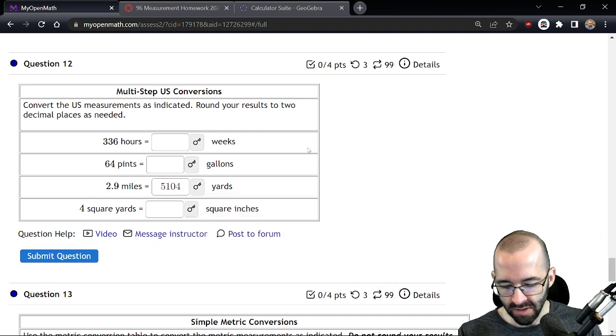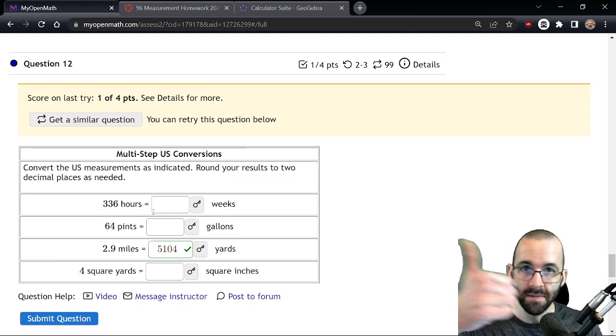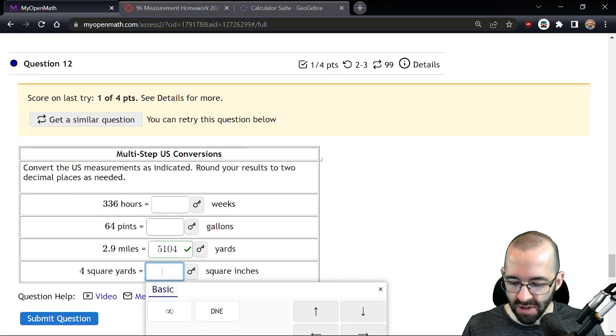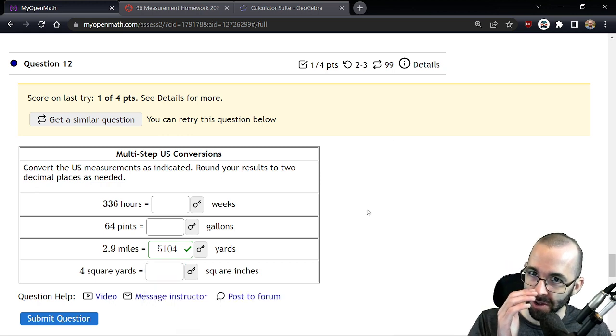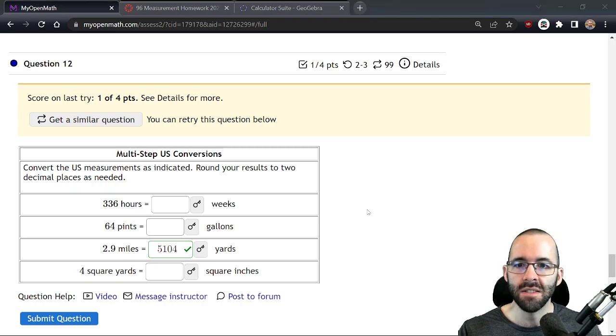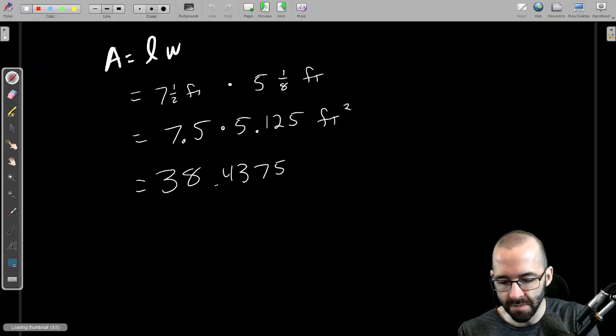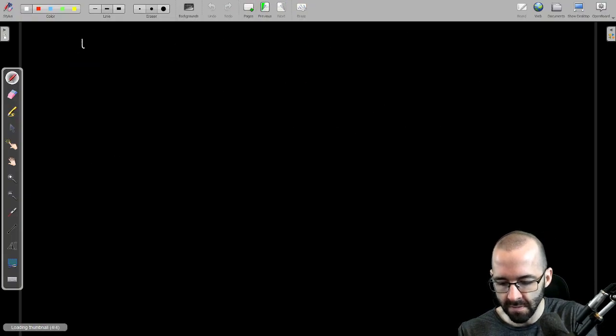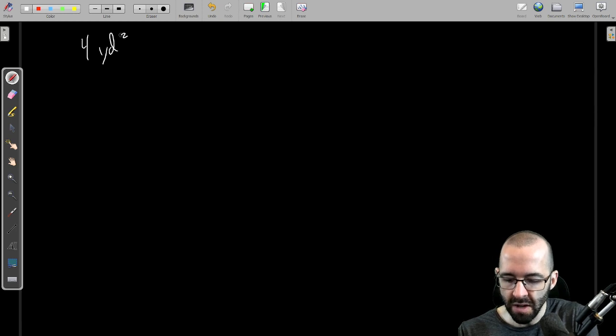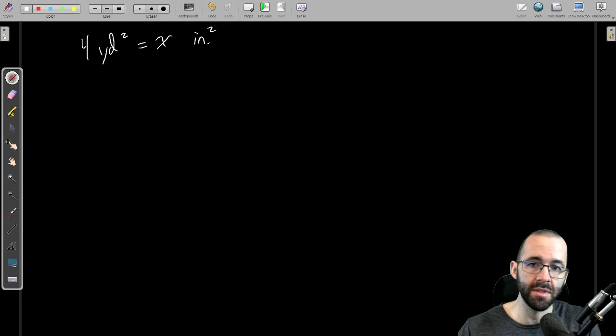Round this result to 2 decimal places if necessary. We got it. Let's do the last one. The last one's a trick question, and it will be useful for your 96 assignment this week, all right? 4 square yards is how many square inches? 4 square yards equals how many square inches?